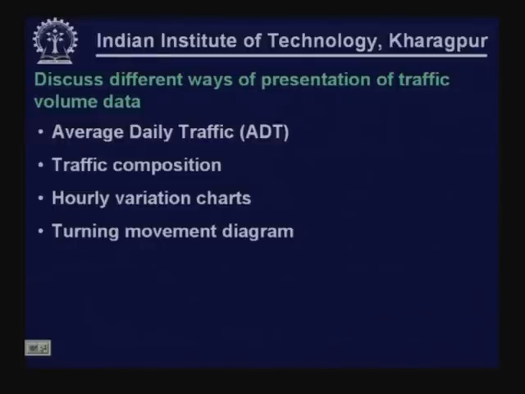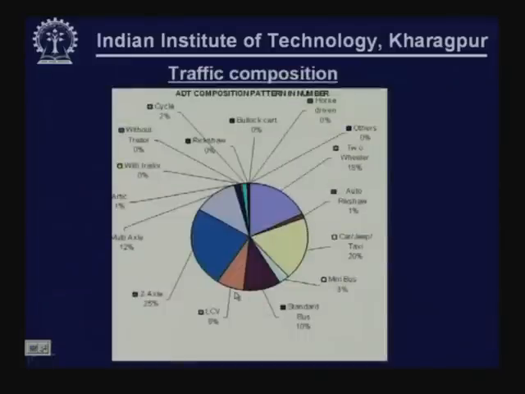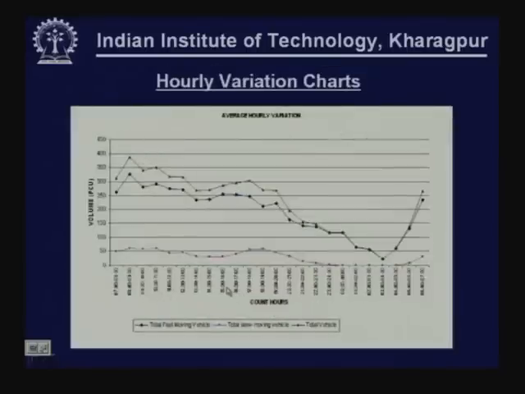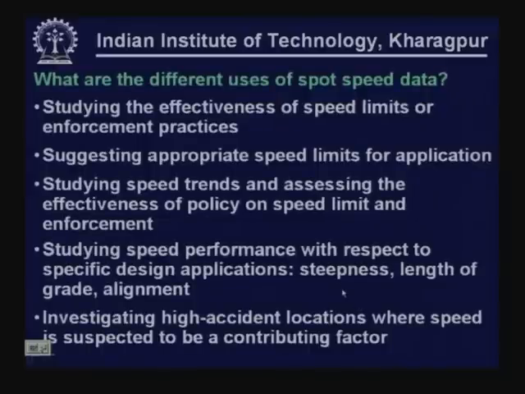Discuss different ways of presentation of traffic data. With traffic data we present in different ways: ADT, traffic composition, hourly variation chart, turning movement diagram. This is the representation of average daily traffic, the representation of traffic composition, representation of hourly variation chart, representation of turning movement diagram.